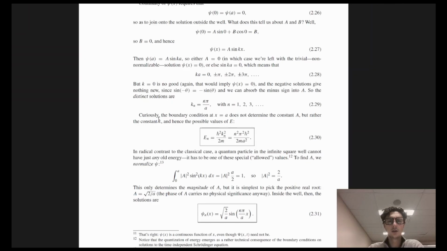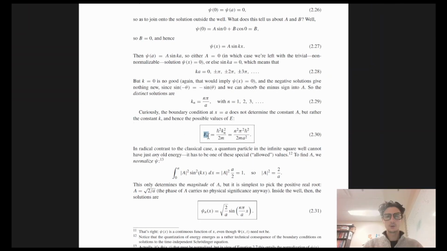Very cool. Curiously, the boundary condition at x equals a does not determine the constant A, but rather the constant k, and hence the possible values of E. So here we got the E values, they have a subscript n, they equal h bar squared k subscript n squared divided by 2m, or if we replace k_n with this stuff, we have n squared pi squared h bar squared divided by 2m a squared.